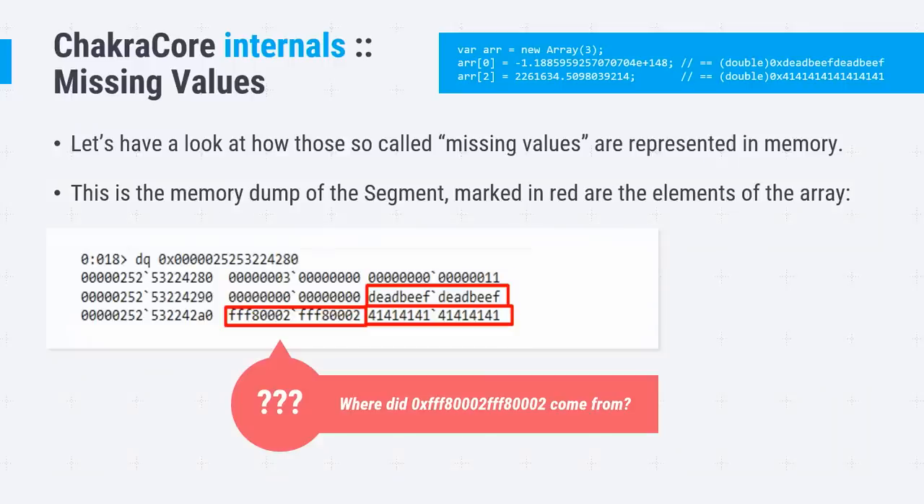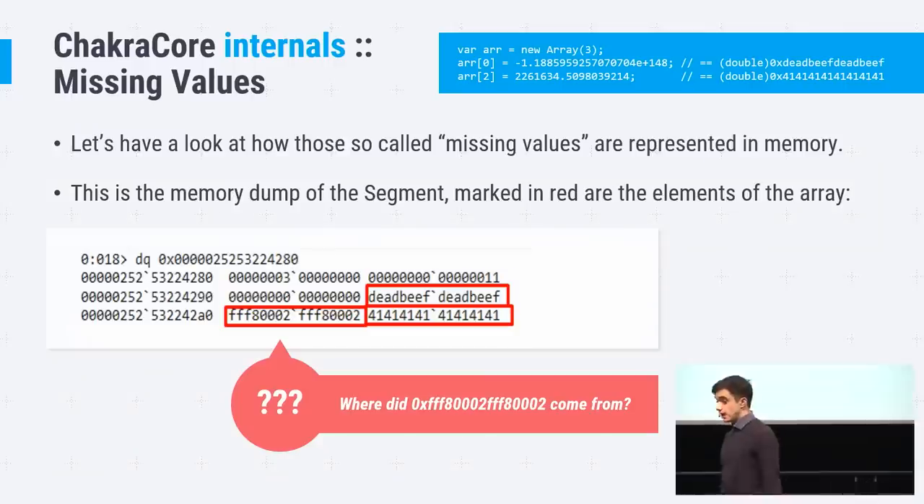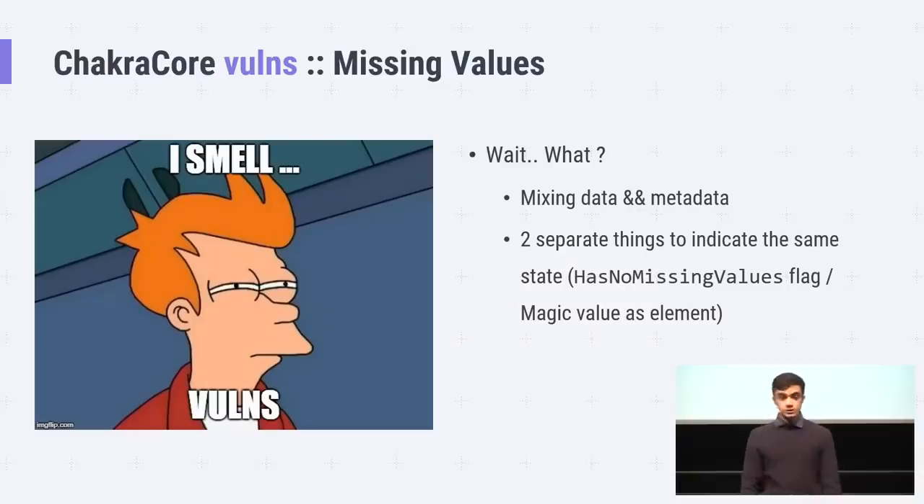And things actually make sense. But when we look at the memory layout, we see something weird. As you can see, we have the dead beef and the 4-1. But between them, where the missing value, where the hole was, we have some magic constant. Now, it makes sense that this constant would represent a missing value or a hole in the array. But as we've seen before, there's already something that tells us when we have holes in the array: the has no missing values flag. So we know that there is one way to indicate holes in the array, and it's the flag we've seen before. But it seems like there is another way to tell if there are holes in the arrays. So that's kind of weird. That raises a lot of questions.